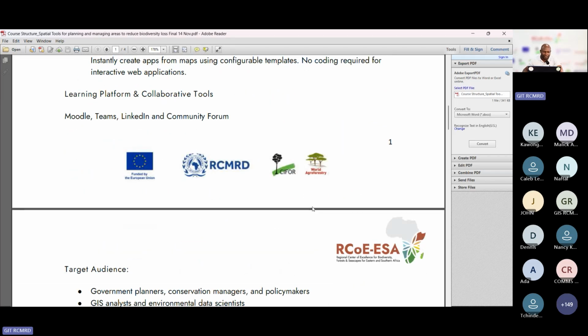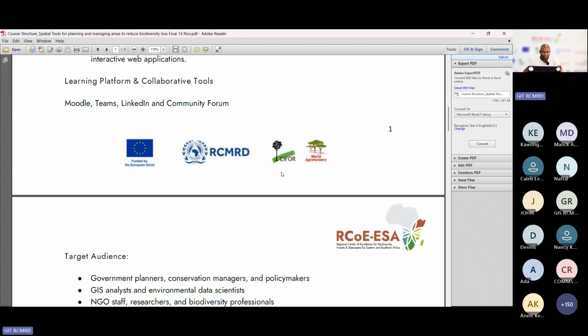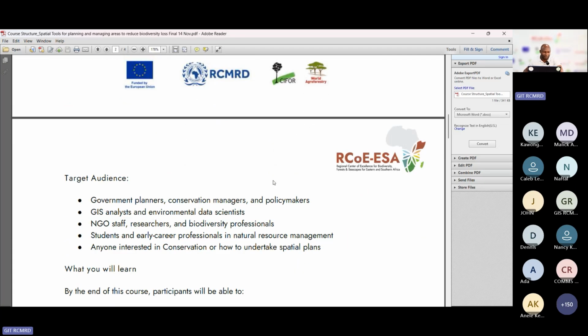There is a colleague who will be talking about the platforms that we are looking forward to engaging on. We have the online learning platform, that's the Moodle. We'll be doing our live sessions on Microsoft Teams, and of course, we'll be engaging on our community and LinkedIn for purposes of making sure that we are responding to the needs or queries raised by different participants.